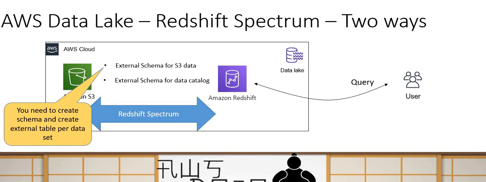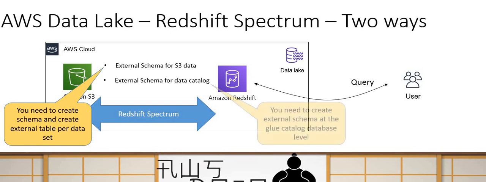Actually, you create a schema and create a table per data set. Let's take an example that in S3 you have 5 different data sets. You have customers, sales, orders, invoices, one more data set. So what you have to do in case of using the S3 data-based approach is create 5 external tables for each of these data sets, one by one. So per data set, you create one external table.